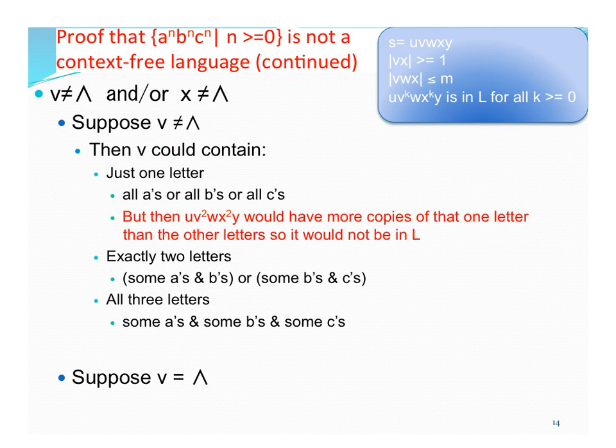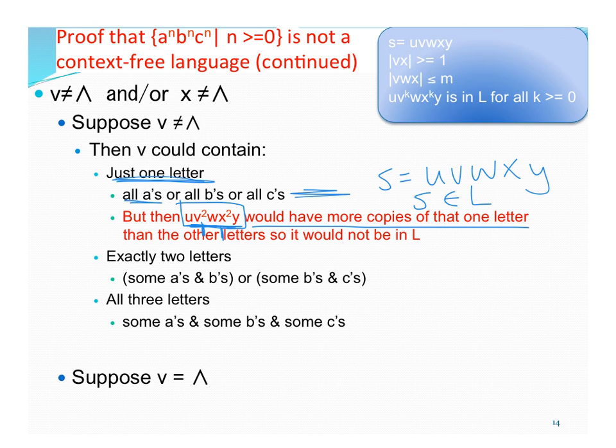Okay, and let's look at each subcase. If V is just one letter, so all A's or all B's or all C's, then if we looked at this string, we know that S is UVWXY, and that S is in my language. But if we look at UV squared WX squared Y, where we have 2 copies of V and 2 copies of X, if you think about that, if we just have one letter inside of V, we're going to end up with more copies of that one letter than the other letters in my string.